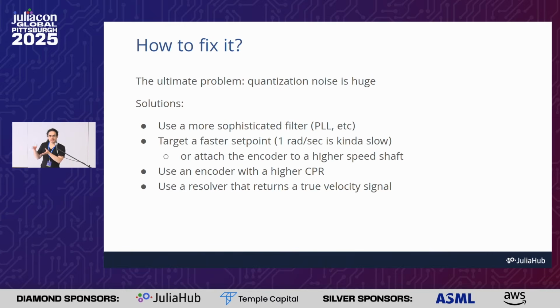Or similarly, if this is a gear motor, we could attach the encoder to a different part of the mechanism that's spinning at a higher speed. We could use an encoder of a higher CPR. This was a 4,000 CPR encoder. You could use a 32,000 CPR encoder. Or you could, as I mentioned earlier, use a resolver that returns a true velocity signal.